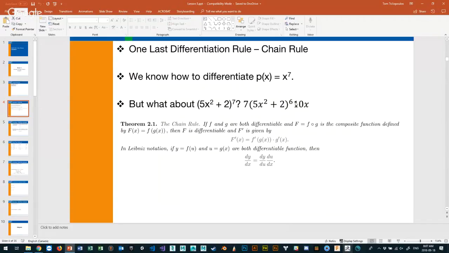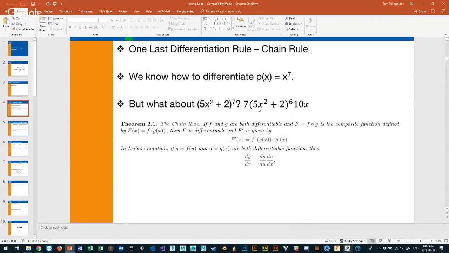I still do the power rule originally. I take the 7 and pass it down in front, then the inside to the 6. Then I take the derivative of the inside. So I take the derivative of the outside multiplied by the derivative of the inside. That's a different thing than you've seen before, and it's a little tricky because you can have several layers of this.